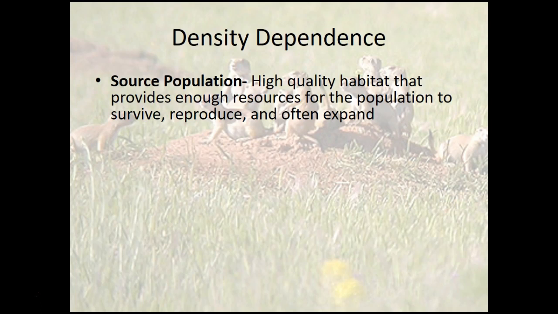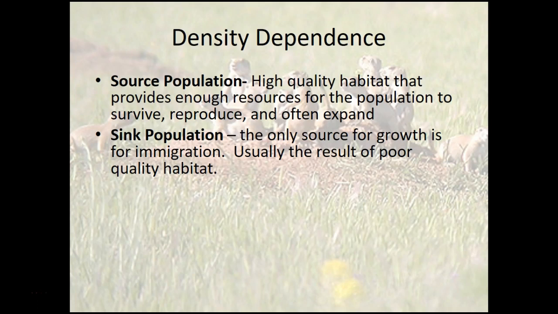with the source population. So now, because of this idea that habitat selection is a density dependent factor oftentimes, we have a couple other terms that are going to come into play here. A source population is generally that high quality habitat that allows animals to survive and reproduce. Animals have high fitness. It has enough resources for that population to survive, reproduce, and often expand. As that population expands, new individuals, often younger individuals, have to disperse to other habitats that may be lower quality. And those lower quality habitats might be called a sink population.